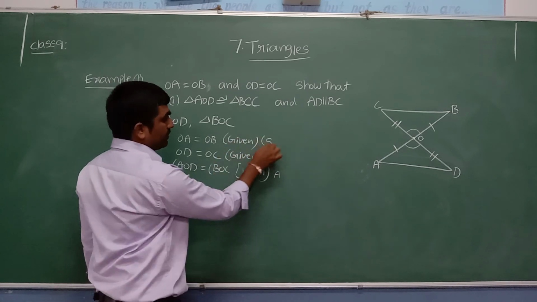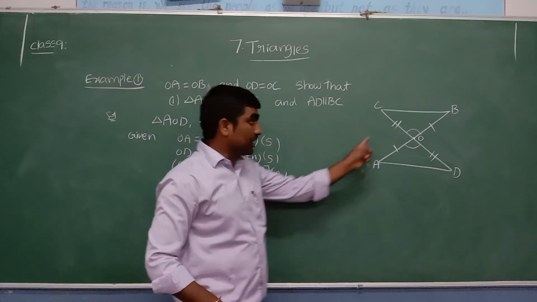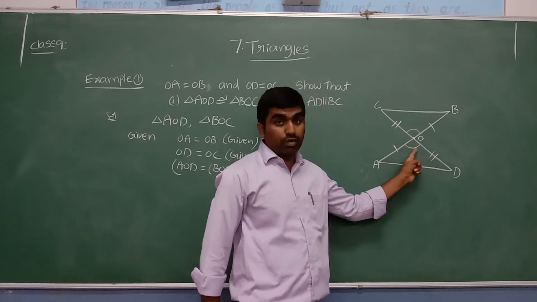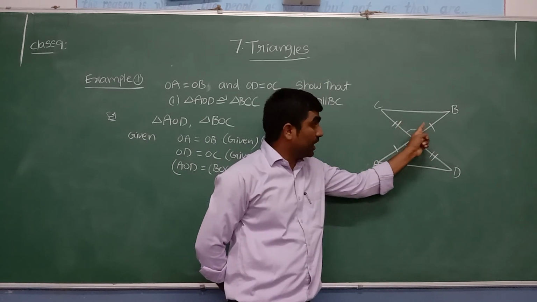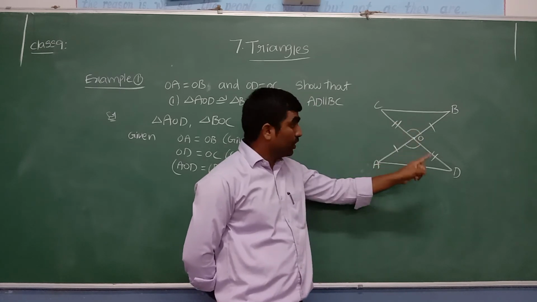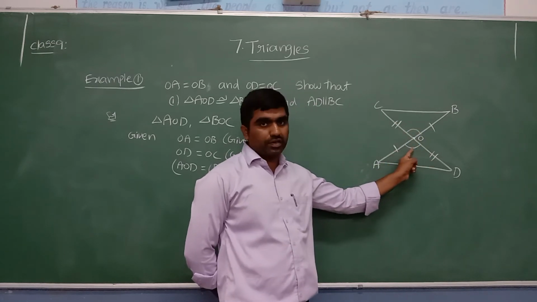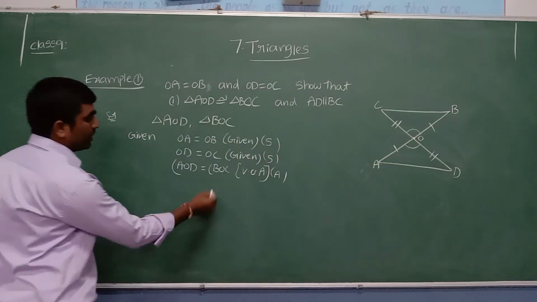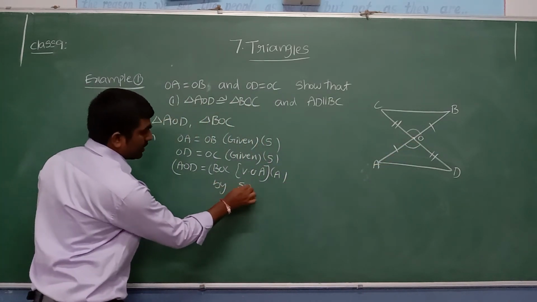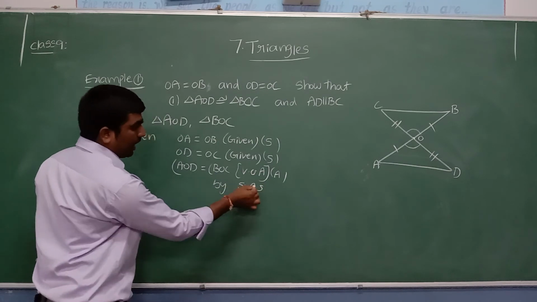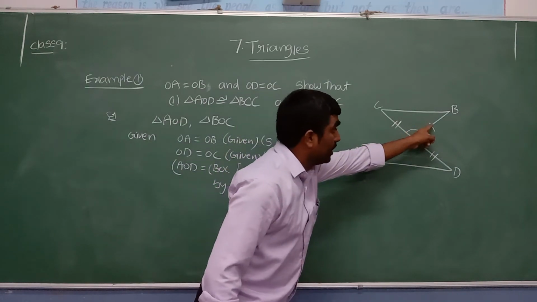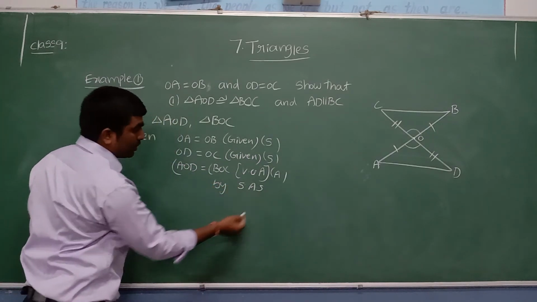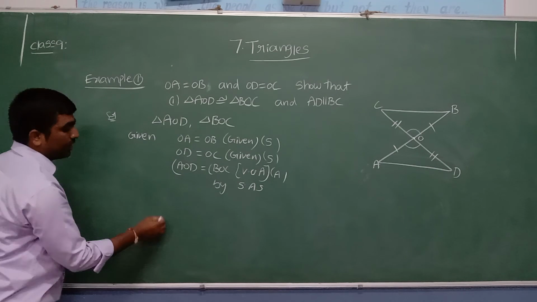Now we can see two sides and their included angle in one triangle, and even here two sides and one included angle in the other triangle. So we can say that both are congruent by which condition? By the SAS condition: two sides and their included angles are equal. By the SAS congruence rule, both triangles are congruent.